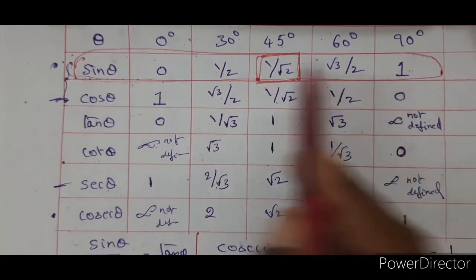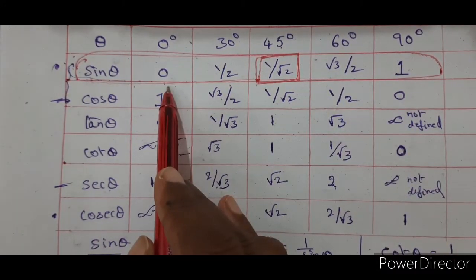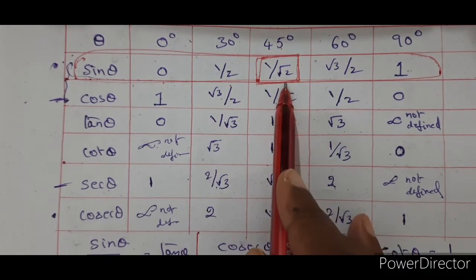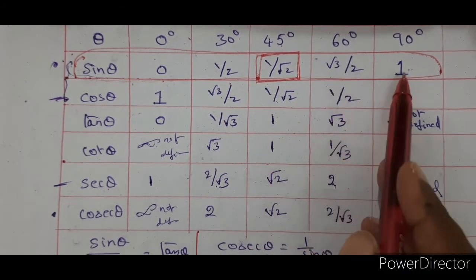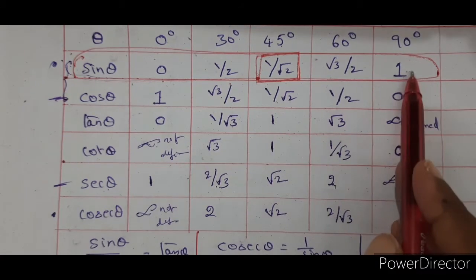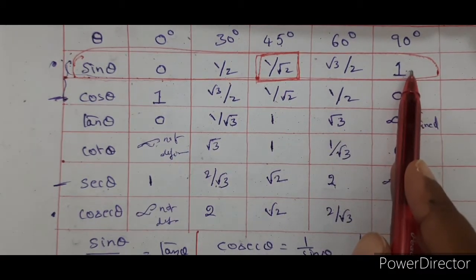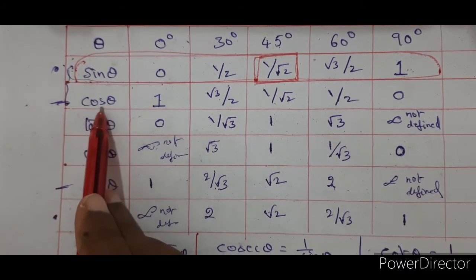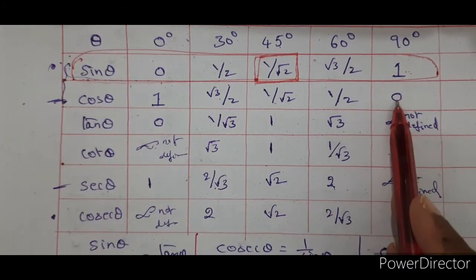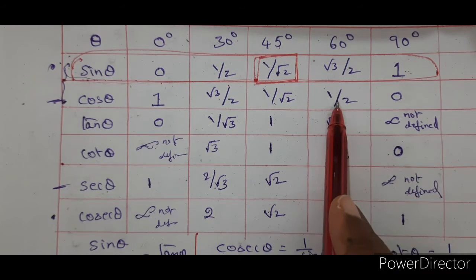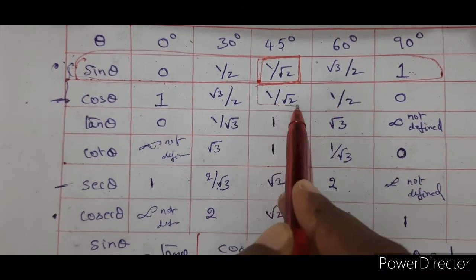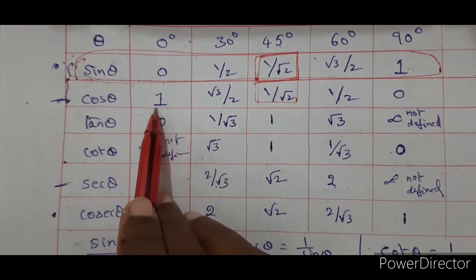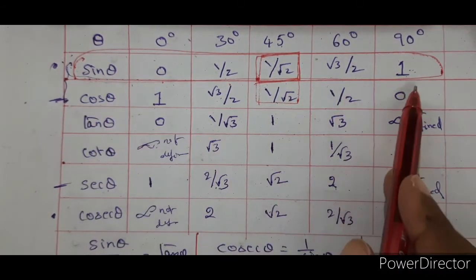Suppose you learn this by heart: sine 0 is 0, obviously you will remember it. Sine 30 is 1 by 2, very easy to remember. Sine 45, 1 by root 2, and then root 3 by 2, 1. So altogether only 5 values. Now when you remember sine, just come from the opposite side for cos. Cos 90 is 0, cos 60 is 1 by 2, cos 45 is 1 by root 2, cos 30 is root 3 by 2, cos 0 is 1.